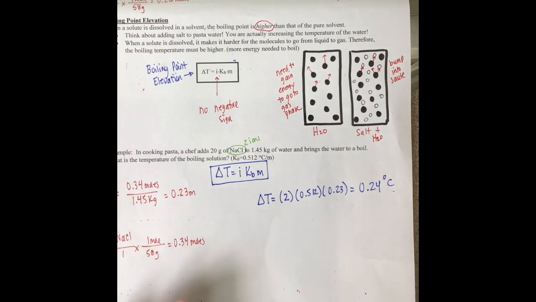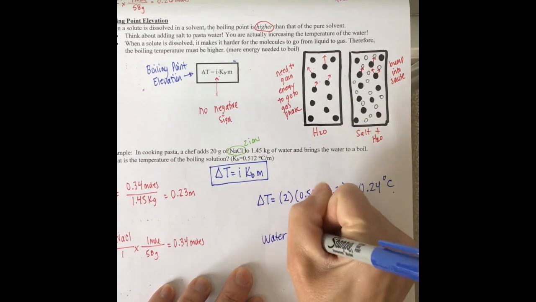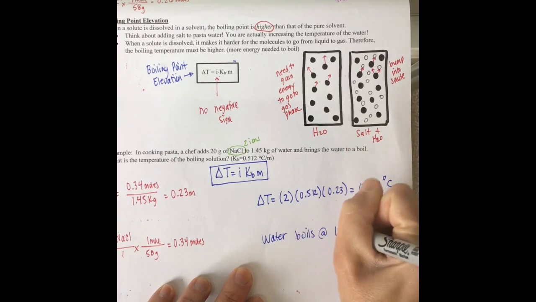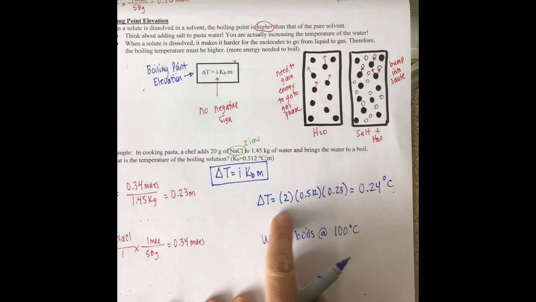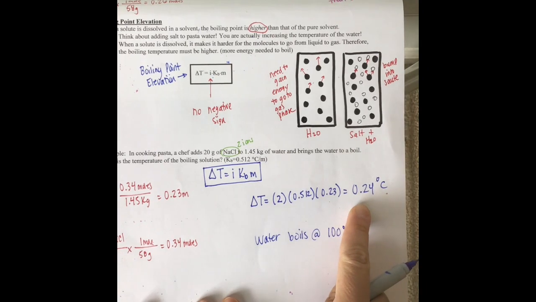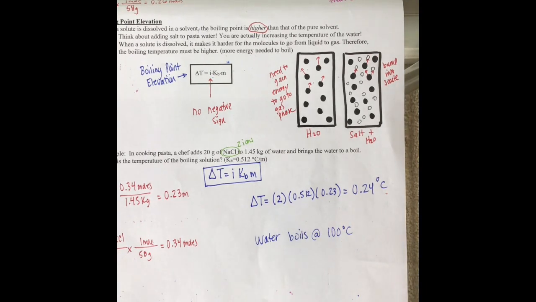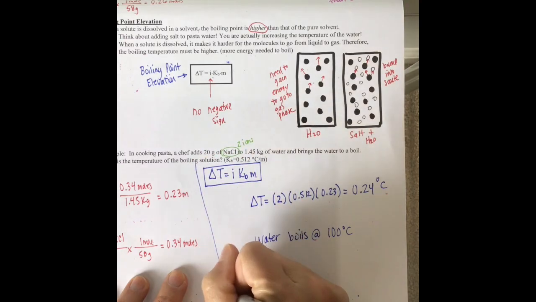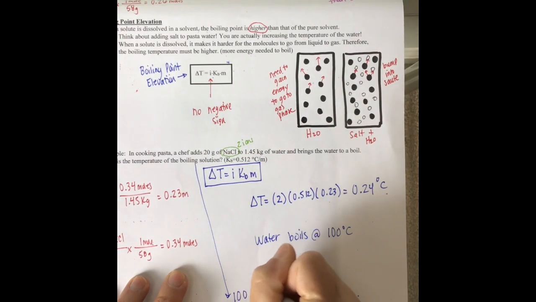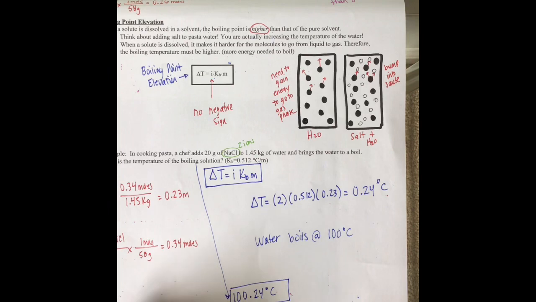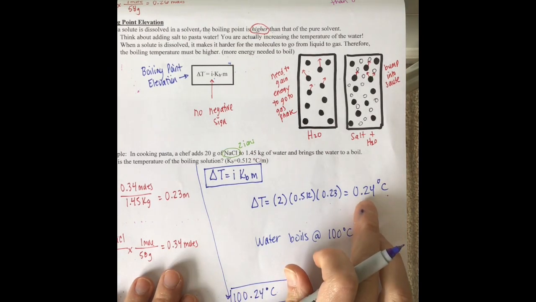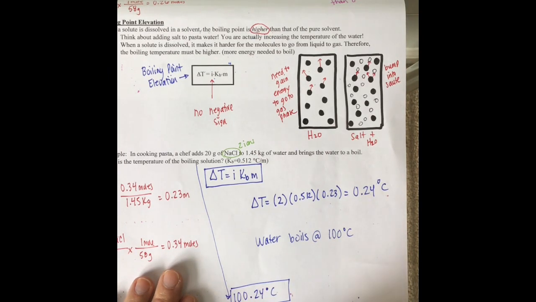Okay, you need to know that water boils at 100 degrees Celsius. Because he's added salt to it, we have a change in temperature that has gone up by 0.24 degrees Celsius. So to actually answer this question, you would need to say that it is boiling at 100.24 degrees Celsius. Okay, so just make sure you're fully answering the question. Do they want the change in temperature or do they want the new temperature?